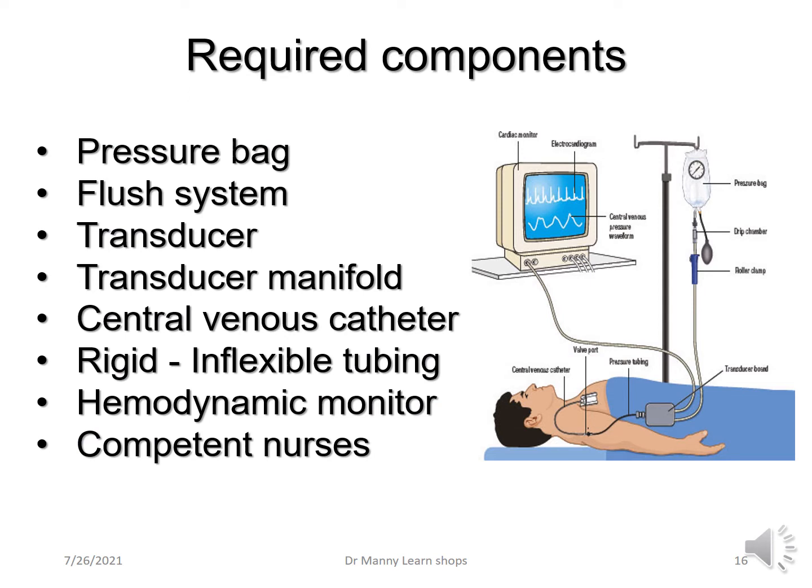So what are some of the required components, which we've discussed previously? They consist of a pressure bag, a flush system, the transducer, the manifold for the transducer, the central venous catheter itself, and rigid inflexible tubing, the hemodynamic monitor, and most important, the competent nurses.